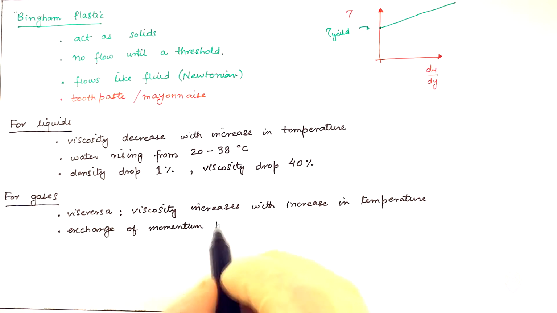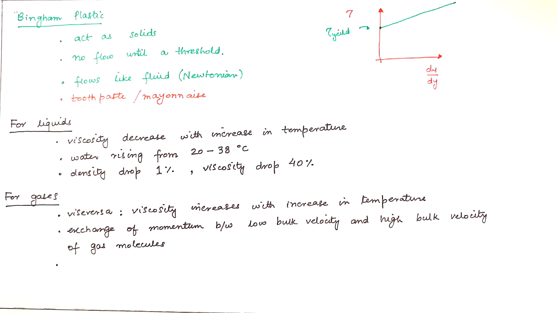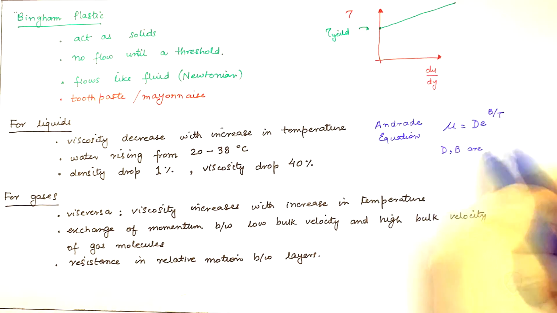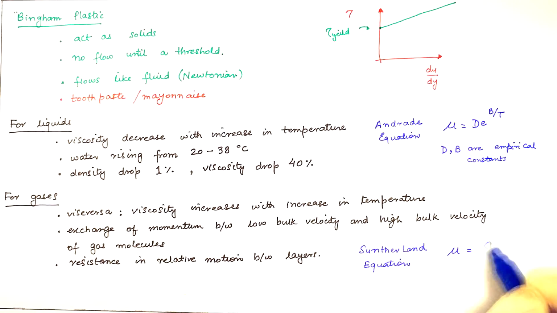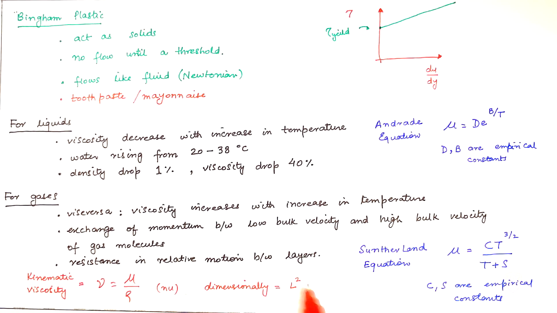Exchange of momentum between low bulk velocity and high bulk velocity gas molecules creates resistance in relative motion between layers. For liquids, Andrade presented this equation where D and B are empirical constants. For gases, the Sutherland equation has C and S as empirical constants. Last thing to note here is an expression called kinematic viscosity, which is absolute viscosity over density, represented with nu, dimensionally L square T minus 1.